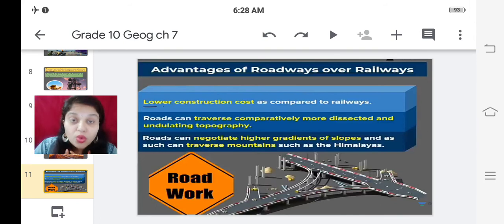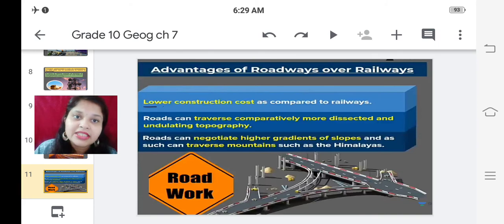So we know last year we had learned about the physical features of India, and India has all the six physical features in it. It has plain areas, it has plateaus, it has valleys, it has islands, then desert area, right? It has mountains, hills.